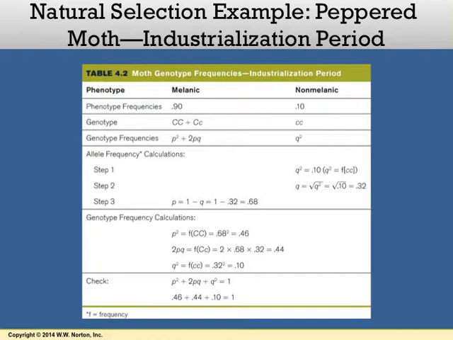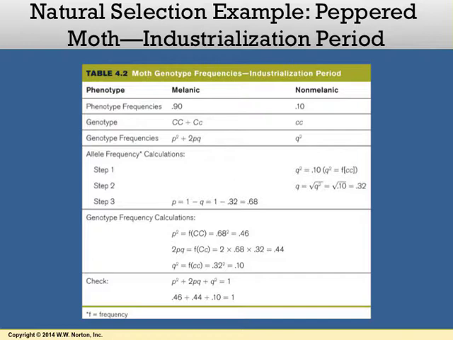So 46% were homozygous dominant, big C, big C; 44% were heterozygous, big C, little c; and 10% were homozygous recessive, little c, little c. This adds up to 100% as it should. Notice that all we needed to do to calculate these gene frequencies using Hardy-Weinberg was to observe in nature that 90% of the moths were black and 10% were peppered.